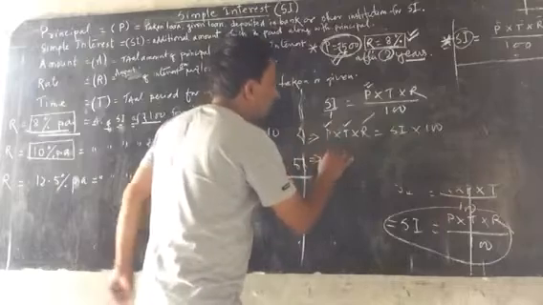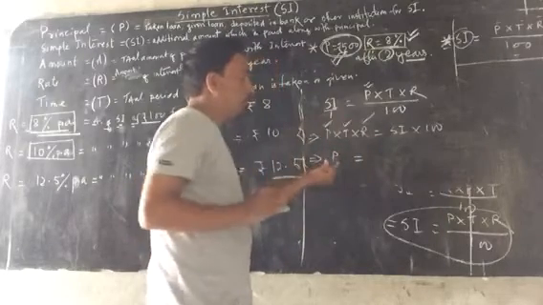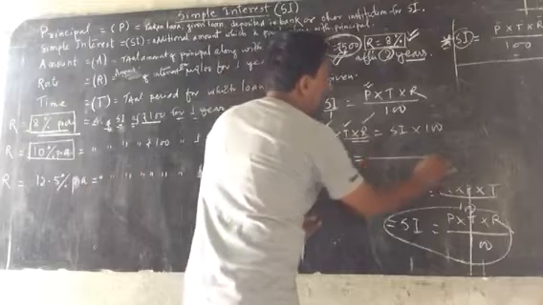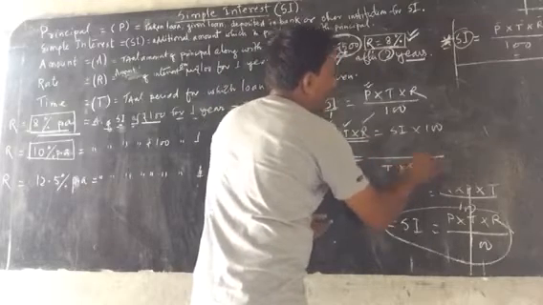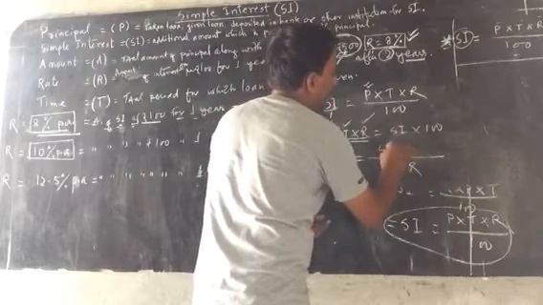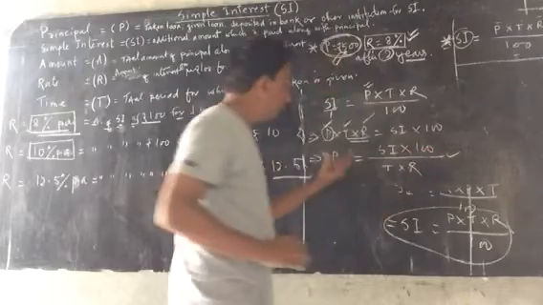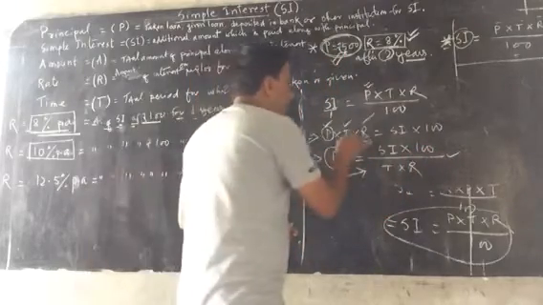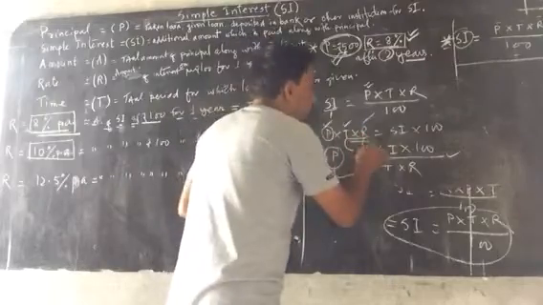In this way you can derive the formulas. If you have to find P, then T and R will go as the denominator: P equals SI multiplied by 100 by T multiplied by R. In this way you can derive the formula of P, the formula of T, and the formula of R.